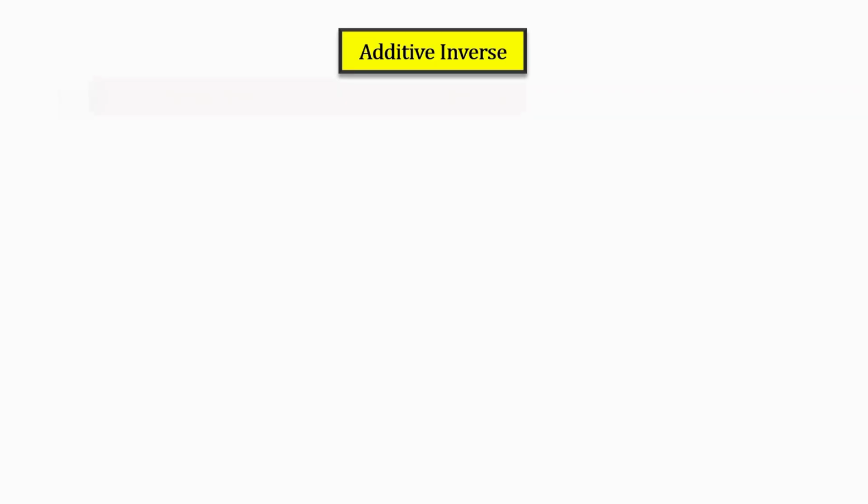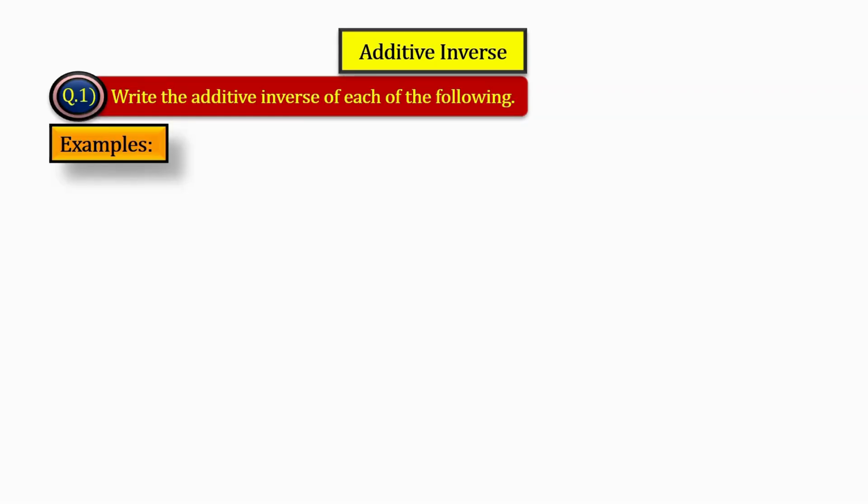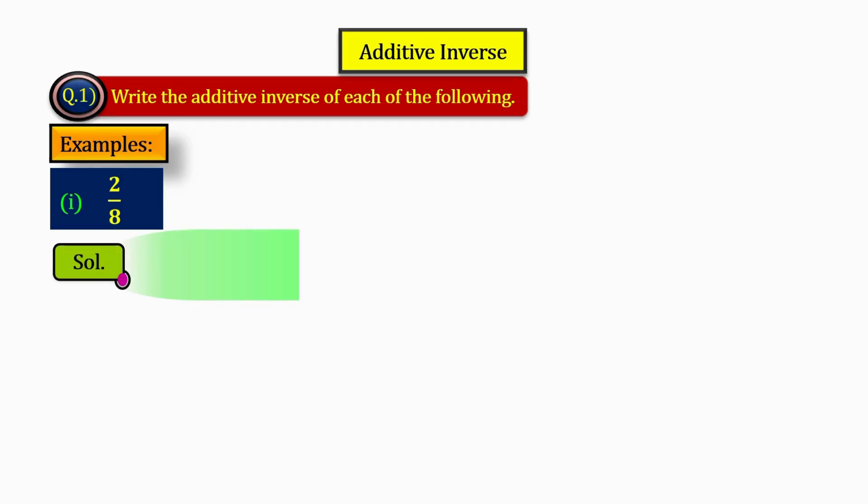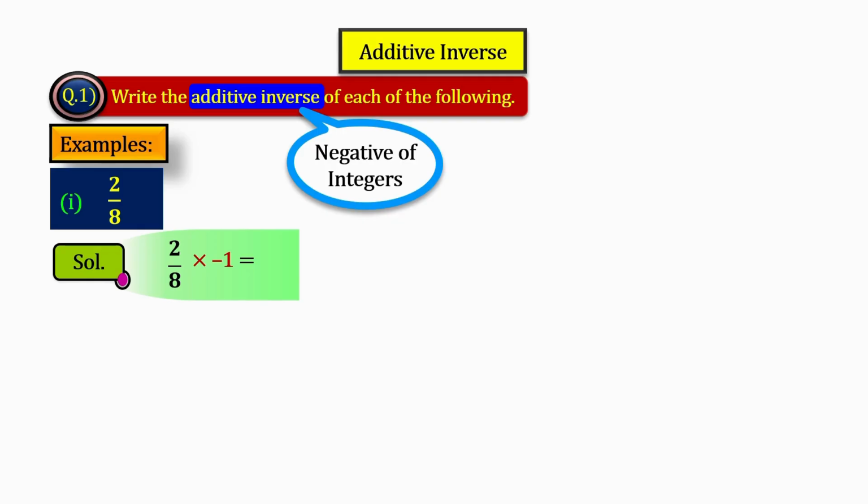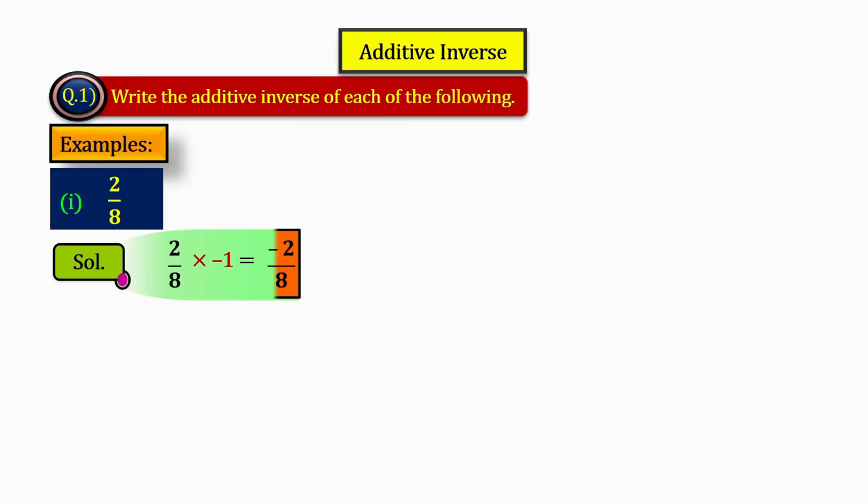Additive inverse. Write the additive inverse of each of the following. 2 by 8. So additive inverse means multiplying with negative 1. So negative of integers. So that is equal to 2 by 8 multiplied by minus 1 is equal to minus 2 by 8. So additive inverse means you just need to change the sign of the number.